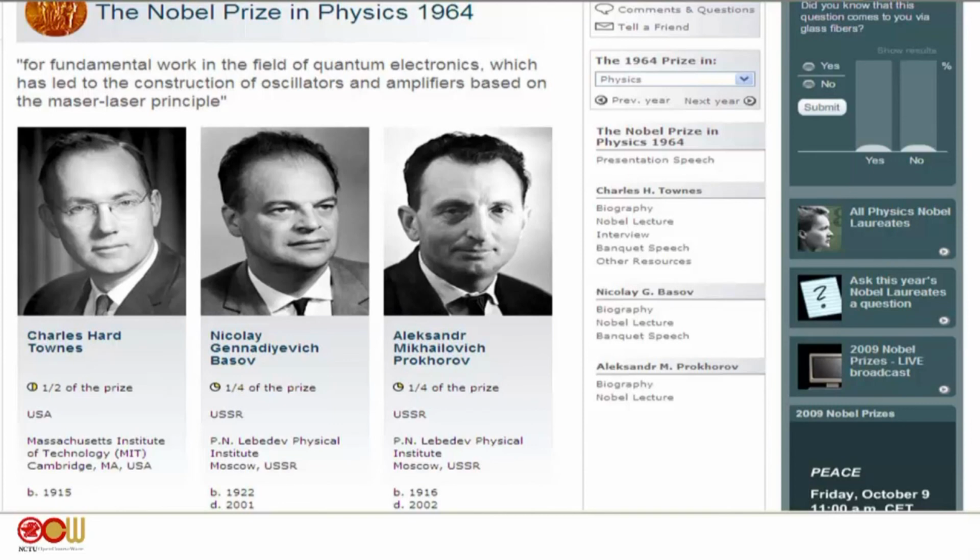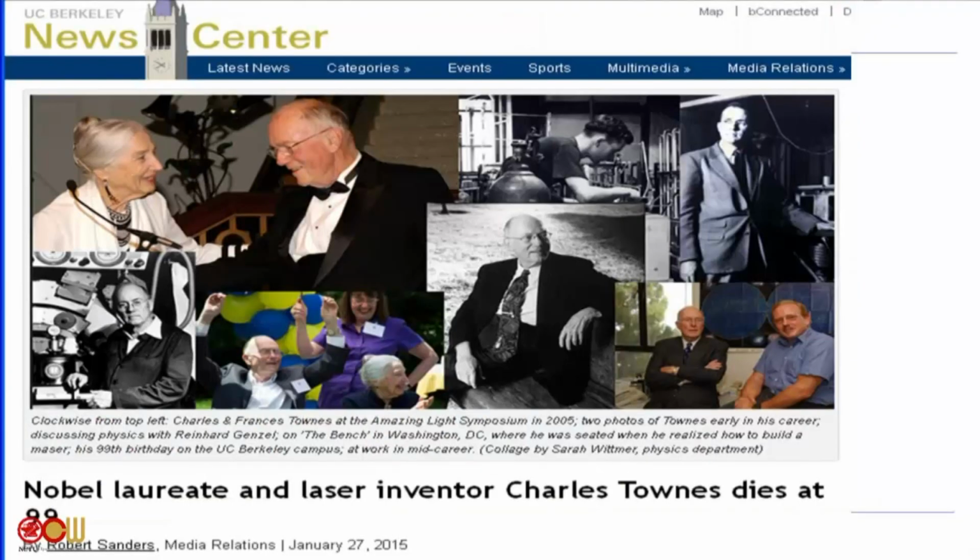Maser, laser principle. For laser, the L is light. How about M? Maser. Good. At that time, many people were working on microwave, so they thought it was a kind of oscillator that can amplify microwave. If the frequency is different, then it becomes light. So it's a maser or laser. He was from MIT. But unfortunately, this is the news: just 2 months ago, he passed away at the age of 99.